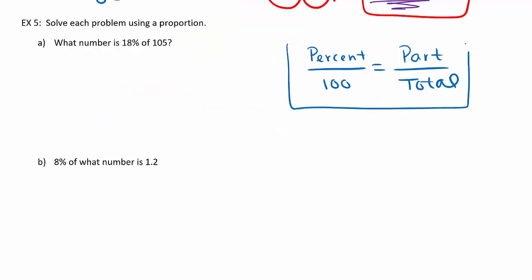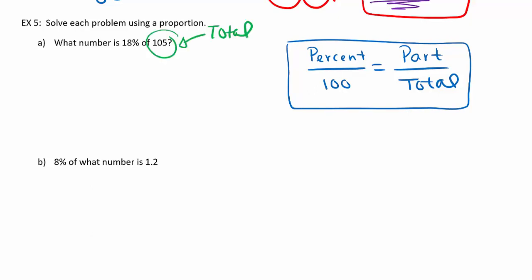Now there's a second method you can use to solve percent problems, and that's the proportion method. You can set up the following proportion for each one of these percent problems. So you always put the percent, and you don't change it into a decimal, over 100. So you're basically writing the percent as a fraction, and you're saying that that equals the ratio of the part to the total. So in this problem, what number is 18% of 105?